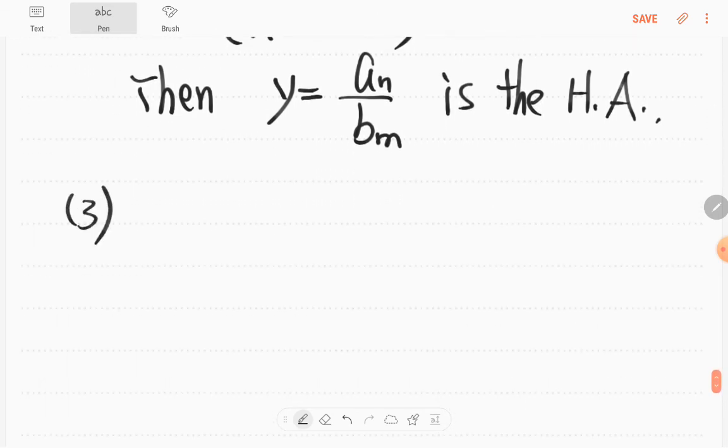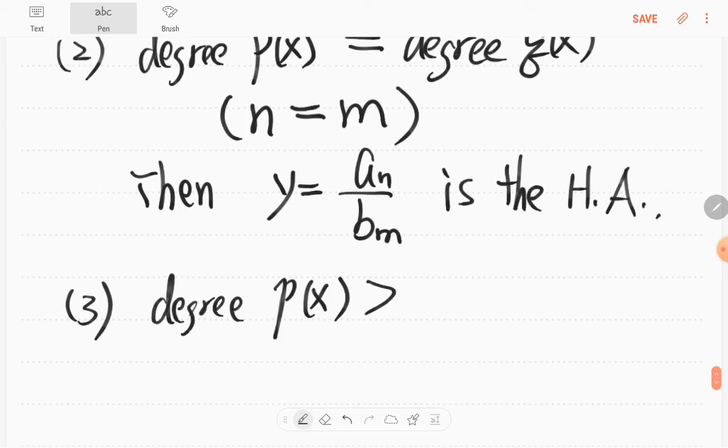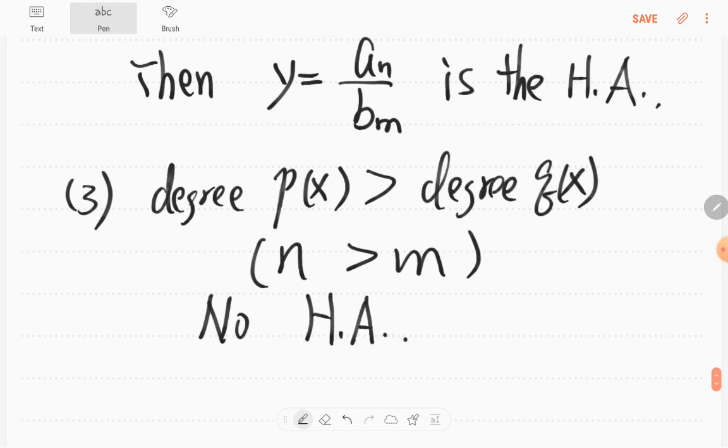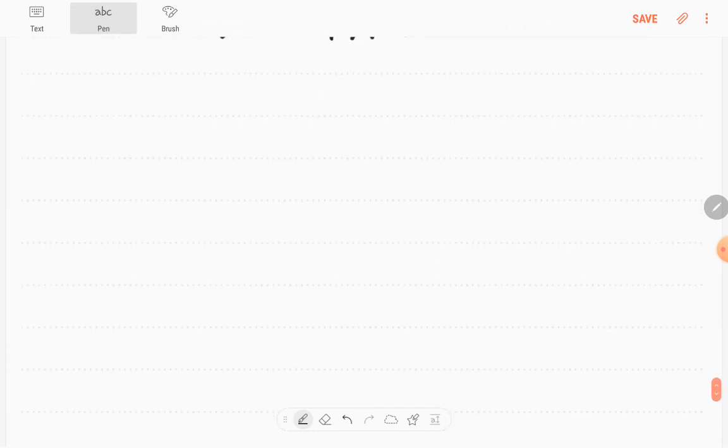Three, if the degree of P(x), the top, is greater than the degree of Q, the denominator, in other words n is greater than m, then there is no horizontal asymptote. Okay? So now let's look at some examples.